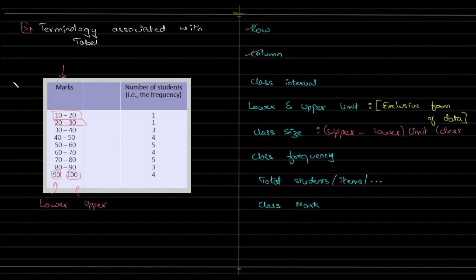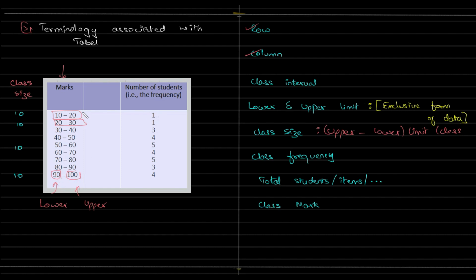So basically, class size, if I make a column, the class size over here is 10, here too it's 10, here too it's 10, here too it's 10. So is it fixed all the time? No, it need not be fixed. The best example is the histogram. If you remember, the class size used to vary. So it need not be fixed.